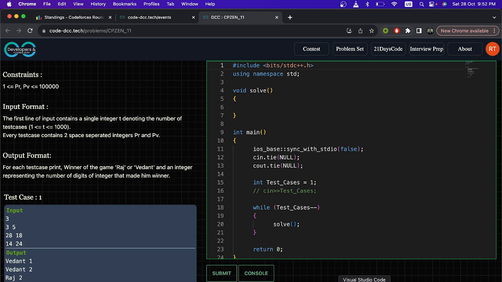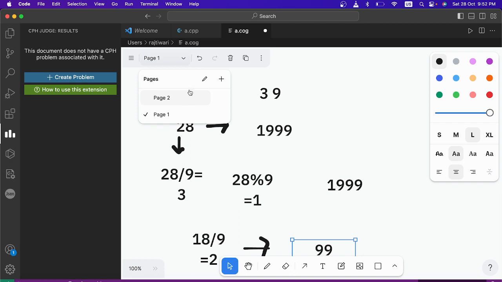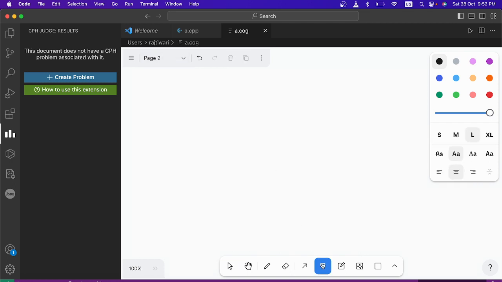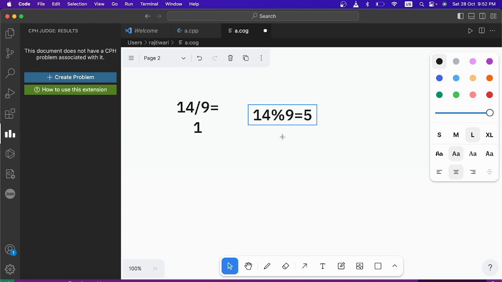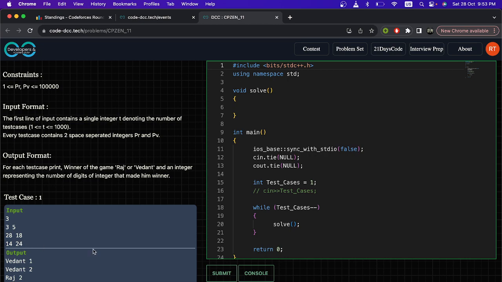Here for 14 and 24. For 14, 14 divided by 9 gives 1, and then 14 modulo 9 would be 5. So the number you will obtain will be 9 and then 5. What is the length of this? 2. And now for 24.